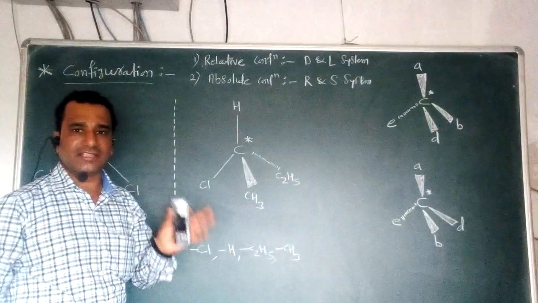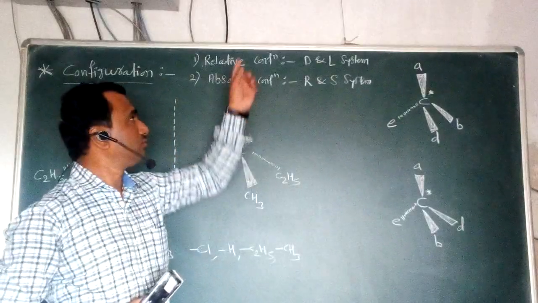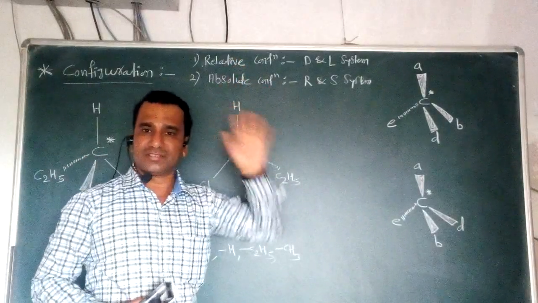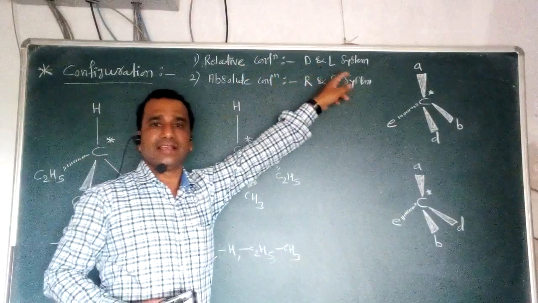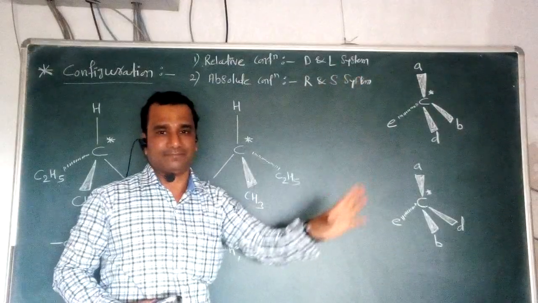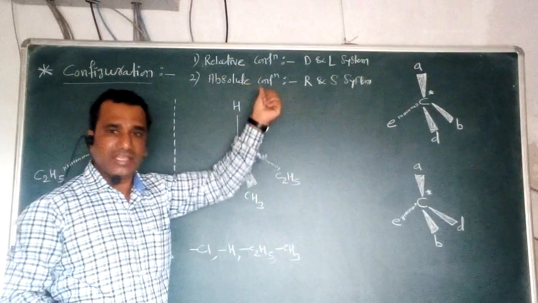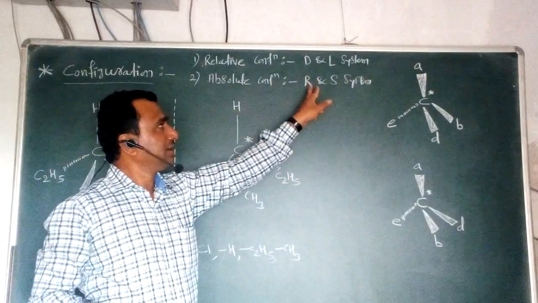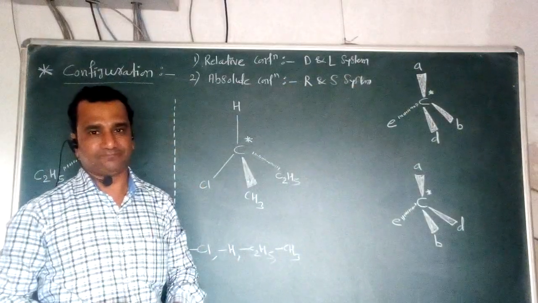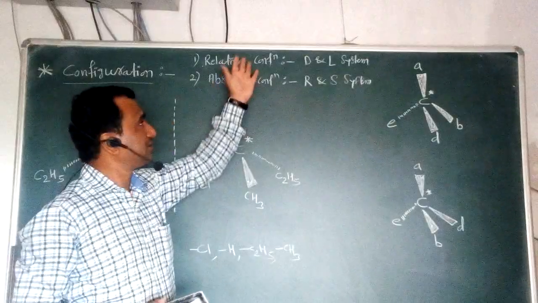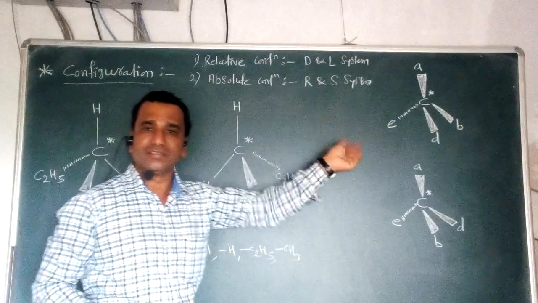So as far as the assignment of configuration to any type of isomer is concerned, we commonly use these two configuration assignment systems. First is the relative configuration, in which we assign the D and L nomenclature, while in the second system, the absolute configuration, we assign either capital R or S configuration to the particular isomer. Now we have to study these two configuration systems one by one. First of all, we are going to study the second one, the absolute configuration system.